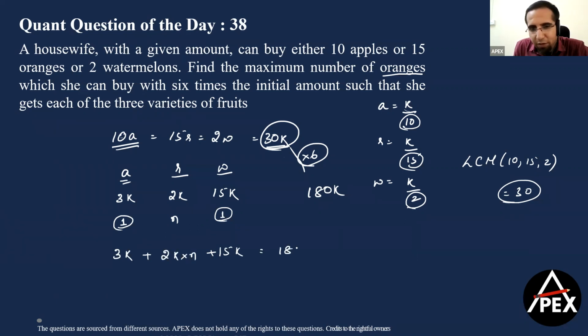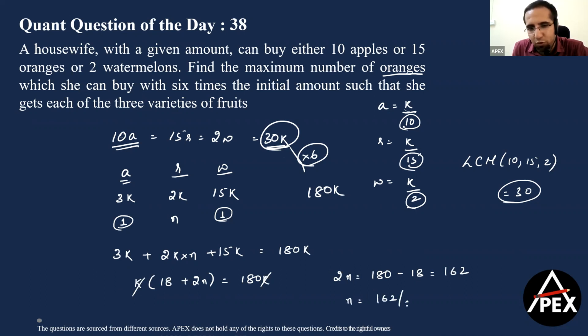Now I have to spend a total of 180K rupees. So if I take K common from here, I can write this as K common, which has 18 plus 2N is equal to 180K. K gets cancelled, and we get 2N is equal to 180 minus 18. That will be how much? 162, so the value of N becomes 162 by 2, that is equal to 81.